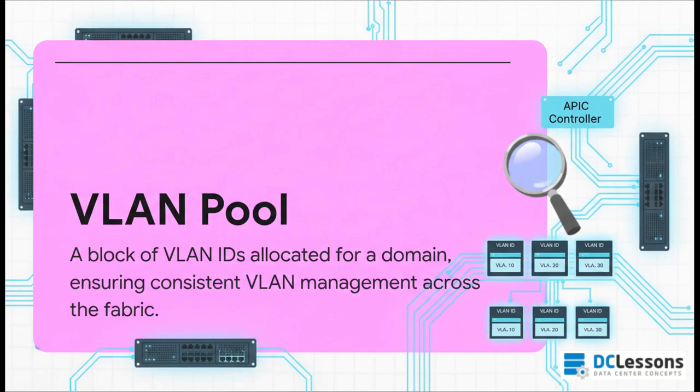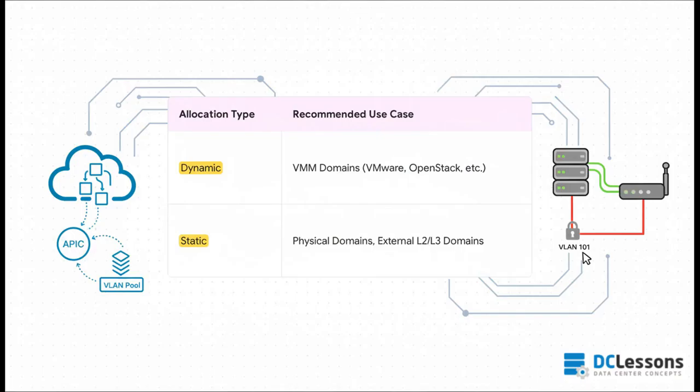Now, a domain is great, but it's kind of useless without any resources to work with, right? That's where a VLAN pool comes into the picture. It's just a reserved block of VLAN IDs that you hand over to a domain. And this is a huge deal because it lets the APIC manage all the VLAN assignments from one central place. This saves you from that classic networking nightmare of VLAN ID conflicts and makes sure everything is consistent across your entire fabric.